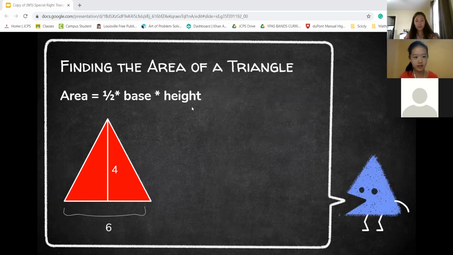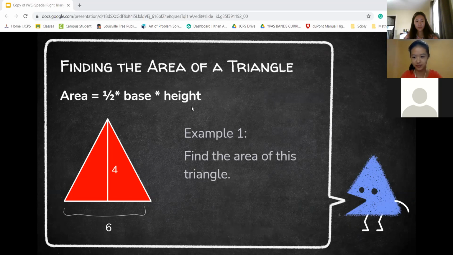Okay, so now we're going to review how to find an area of a triangle. Hopefully this should be reviewed, but it's okay if it's not, because it's pretty simple. Basically, the area of a triangle is 1/2 times the length of the base times the height. So what would be the area of this triangle? Yeah, you guys are right. This would be 12 because, again, it's 1/2 times the base, which is 6, times the height, which is 4. So that equals 12.